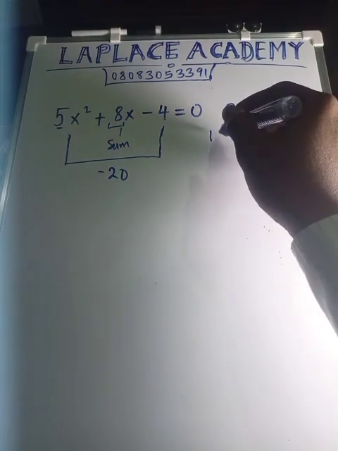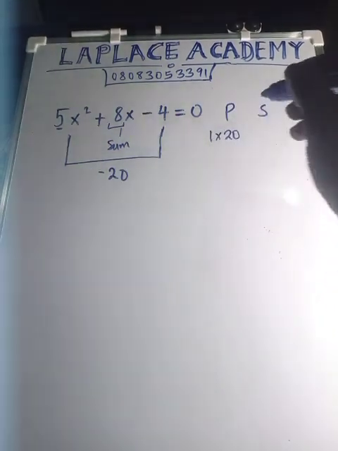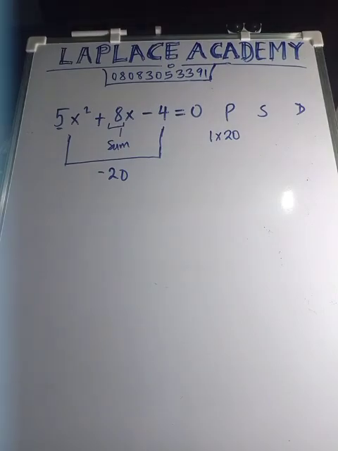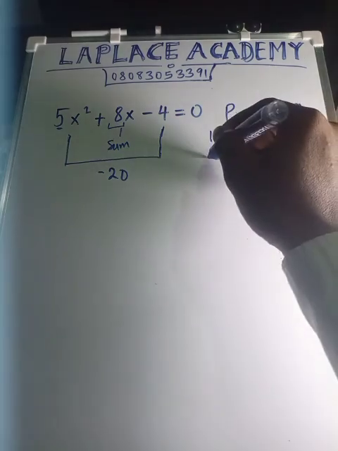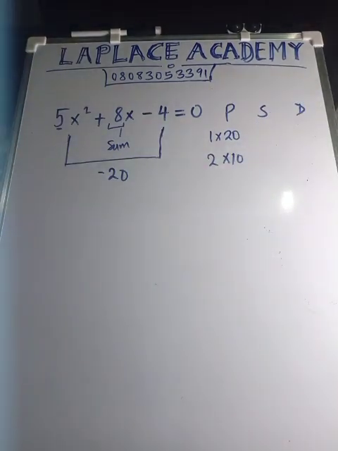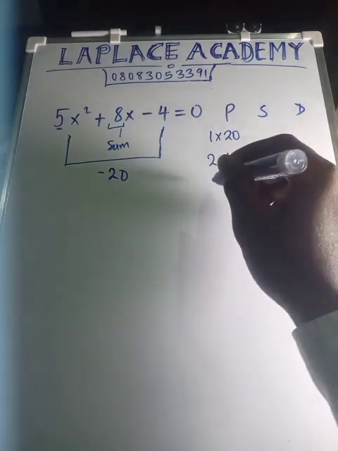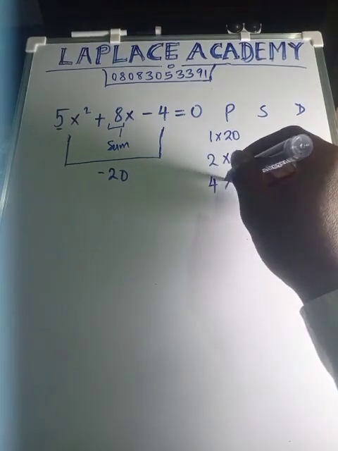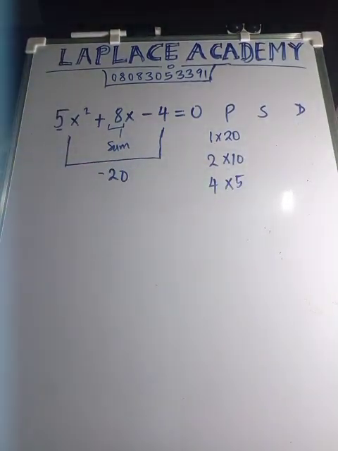We have 1 times 20. If you are not using 1, we can still use 2. 2 can go in 20. You can say 2 multiplied by 10 will give us 20. If you are not using 2, we cannot use 3. We can use 4. 4 multiplied by 5 will give us 20.